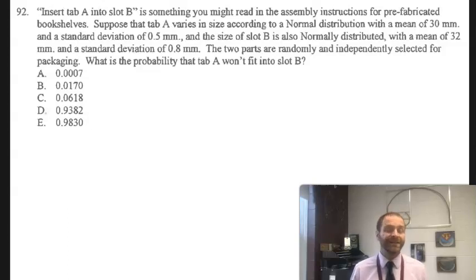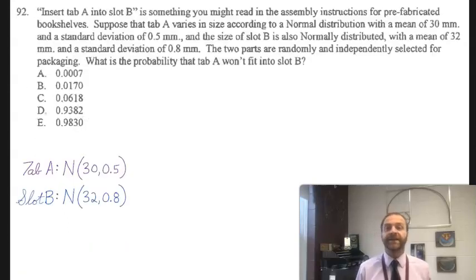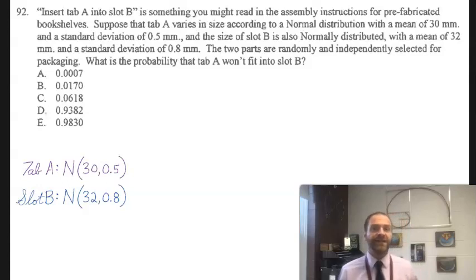So I can actually outline that entire second sentence as tab A has a shape that is normal, it has a center of 30 and a standard deviation of 0.5. It has, for slot B, a shape that is also normal, a mean of 32, and a spread of 0.8. So that's the information I'm given in that second sentence. So that's not too bad.